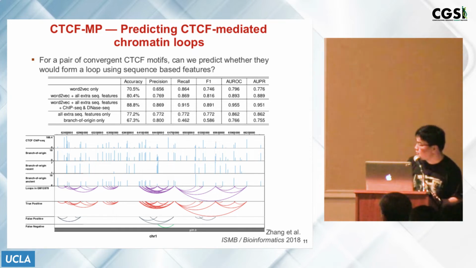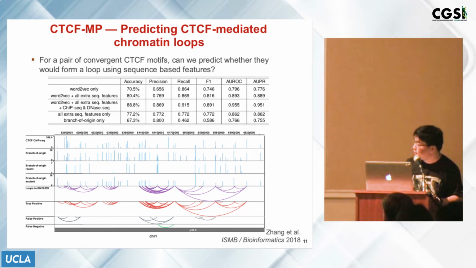So here's one example, and this is in GM12878. Here are the real CTCF-mediated chromatin loops in this cell type. So these are the loops, and this is the true positive. So these are the predicted ones that are true, that are agreeing with the real answer, right? And we also have some false ones. You can see that we have a low number of false positives and false negatives.